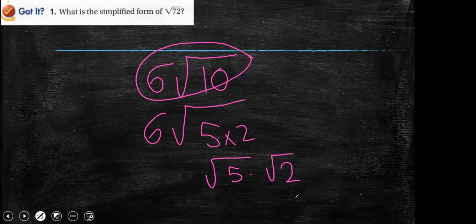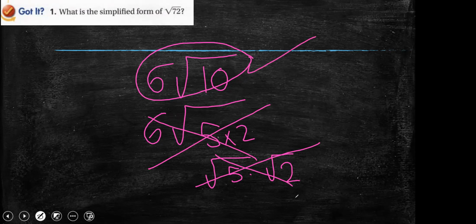Is it clear now? Sarah, is it clear now? So teacher, here the answer would be square root of 5 and square root of 2? No. This is not the answer. I'll show you that if you factorize 10, you didn't make anything extra. Keep it as 6 square root of 10. Okay.